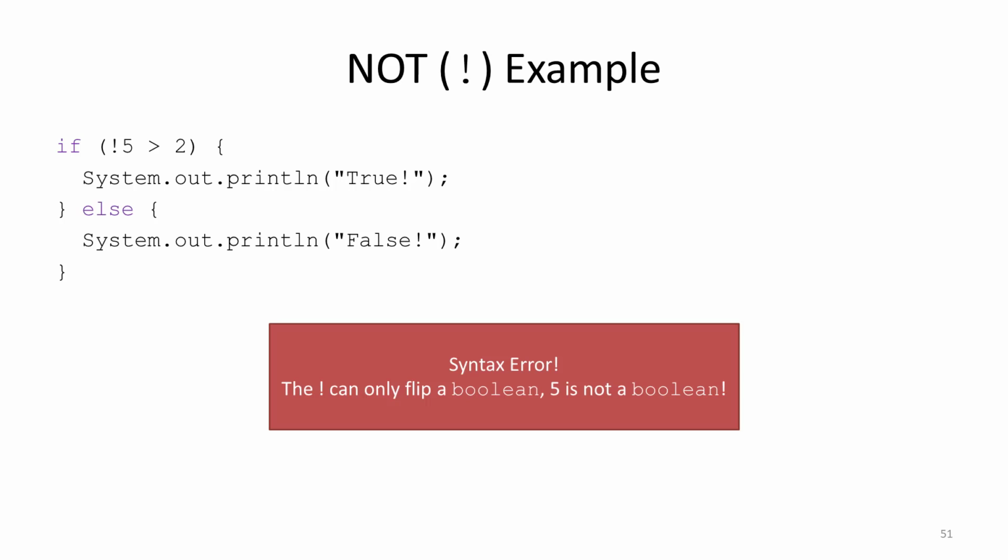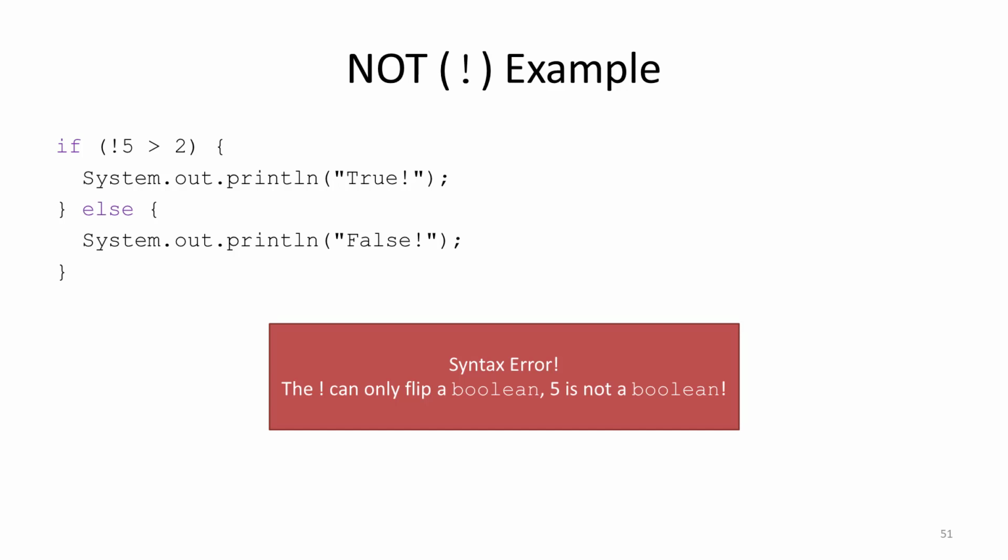Actually, this one is a trick question. This is actually a syntax error. Now, you may have thought false because 5 strictly greater than 2 is true, and then the exclamation point will flip it to a false, and then false will print. But the exclamation point only applies to a Boolean, the thing immediately to the right of it. But the thing is, the 5 is the thing immediately to the right of the exclamation point, and 5 is not a Boolean.